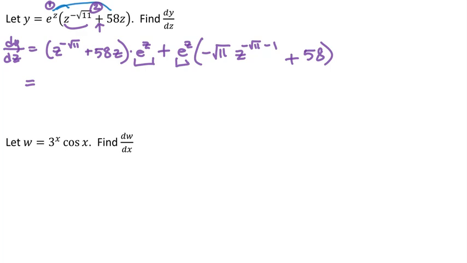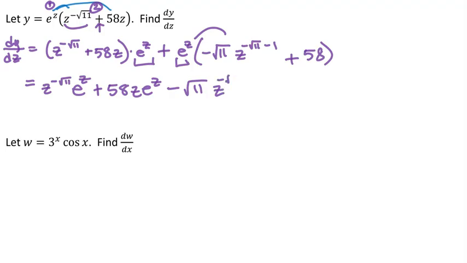So if I want to distribute it all the way in, I would get z to the negative root 11 times e to the z, and then a 58z e to the z. And over here, second set of parentheses, I'd get negative, so here let's just make it a minus, root 11, z to the negative root 11 minus 1, and then e to the z, plus 58 e to the z.